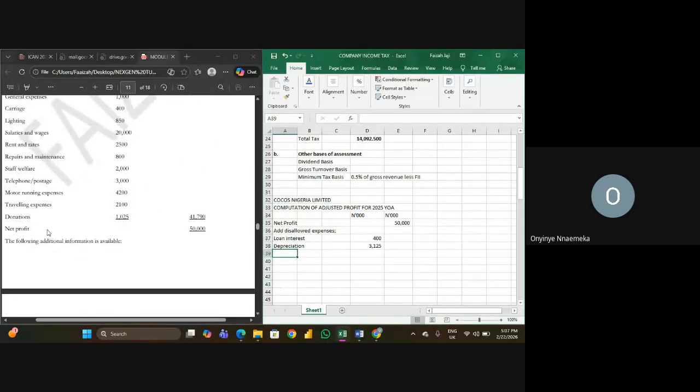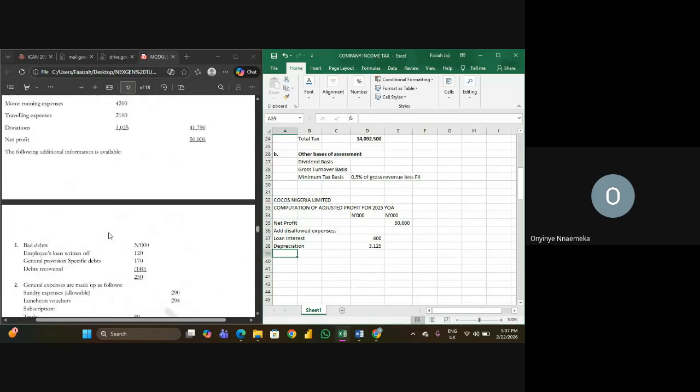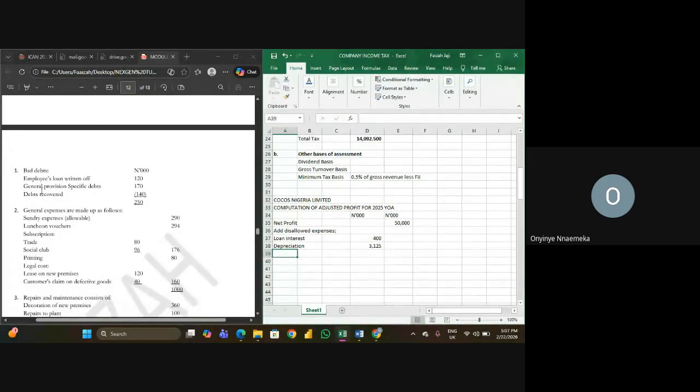Well, I think this donation would have additional information. So now we have additional information: bad debt, employees' loan written off. Is this supposed to be allowed? Why do you think it should be allowed? Well, it is not.